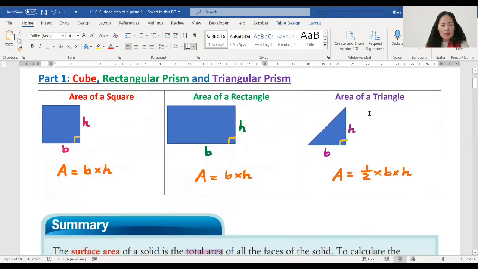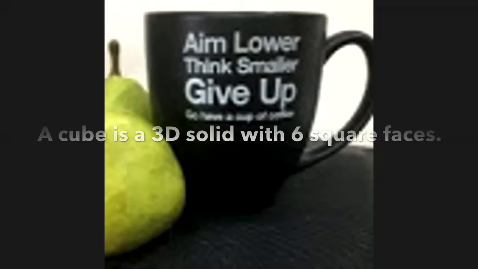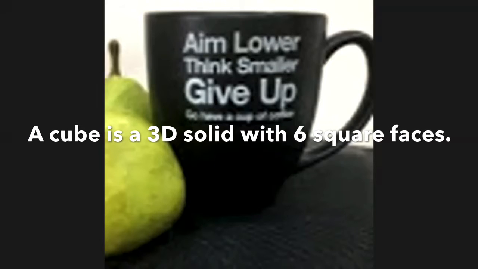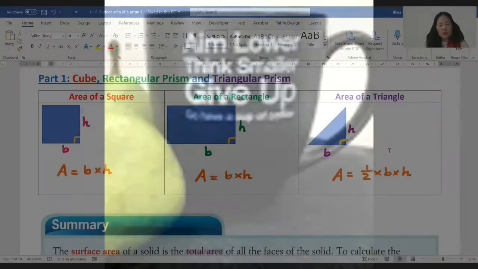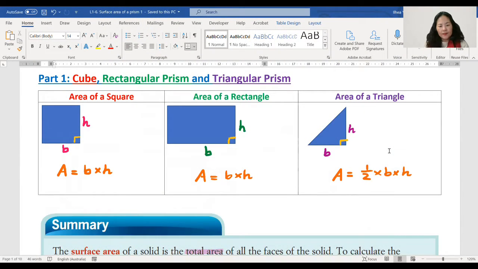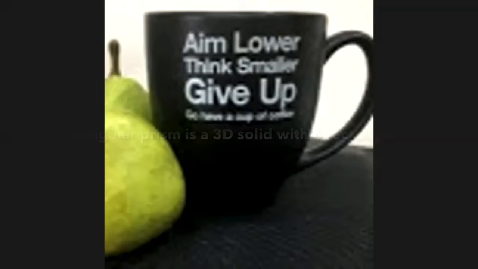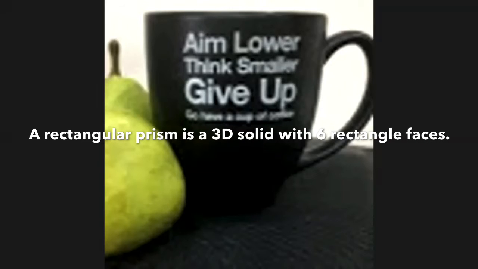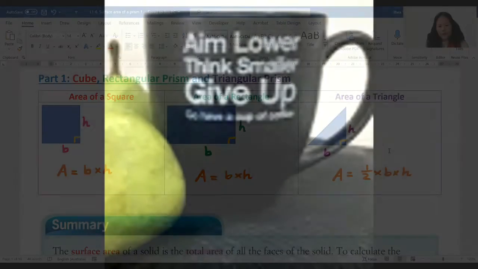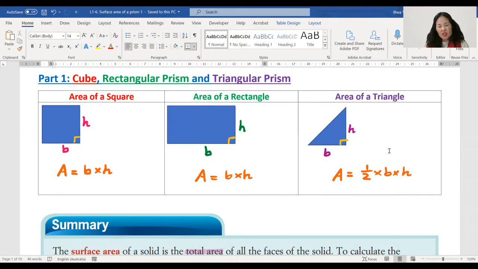Okay. So cube is, so we need to know the area of square. The area of square is base times height, or you could just remember as length times width, it doesn't really matter. And area of rectangle for rectangular prism is also base times height, which is also length times width.